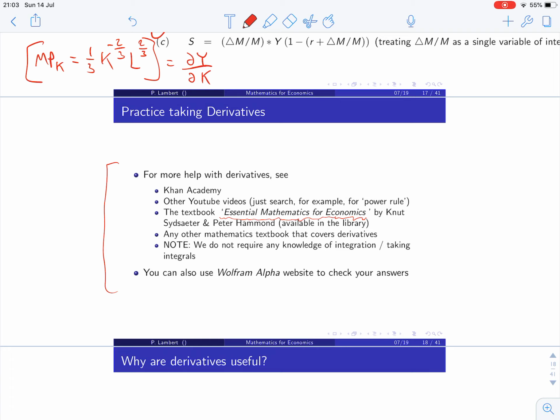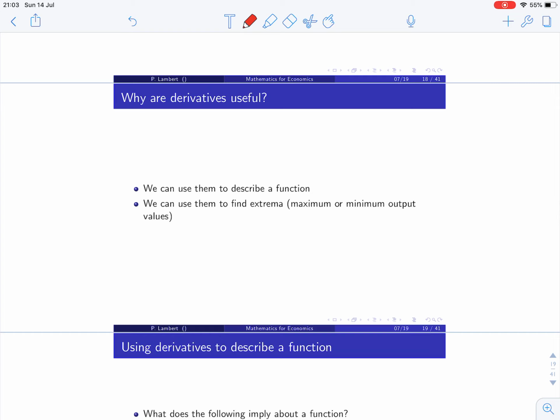So having learned all these rules, and hopefully some of them have sunk into your brain or been a refresher from high school, let's have a look now at why derivatives are useful. First of all, we can use them to describe a function. We can also use them to find points of interest, which we call extrema or maximum and minimum points, but we'll talk more about that in a moment.